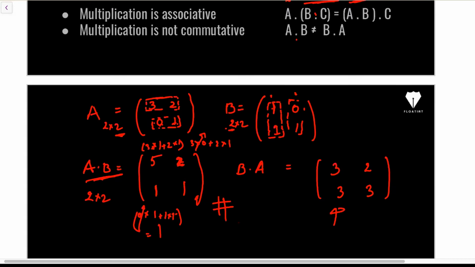Matrix multiplication is not commutative. It's not like 4 into 5 is equal to 5 into 4, right? But in matrix, this is not happening. It will be different. The matrix A dot B will not be equal to B dot A.